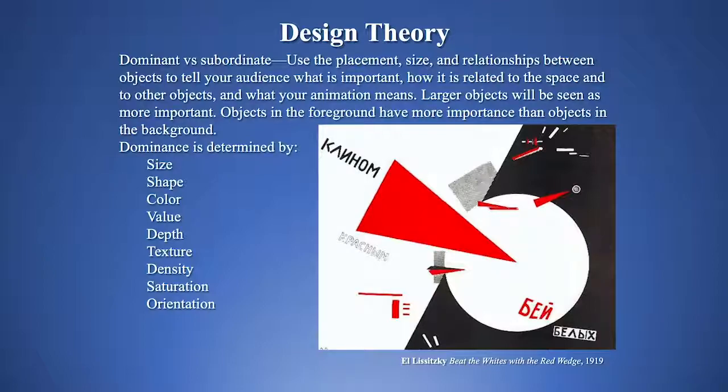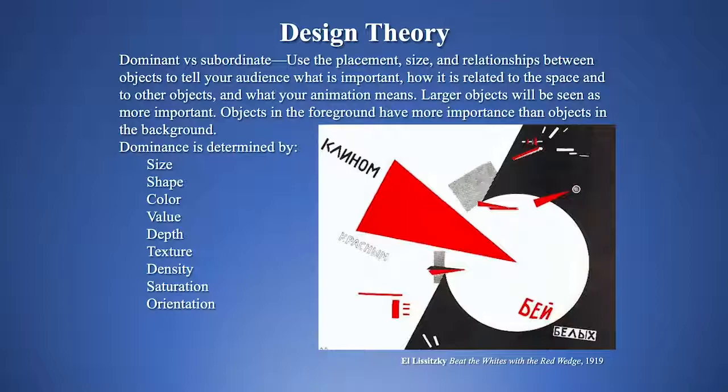Dominance can be determined by size, shape, so you've got a big red triangle and a big round white thing. Those are large. The size is large. The shape is different. The red triangle is different than the round white thing. The color, the red is a very strong, saturated red. It jumps forward. The value, the black is dark and it drops back a little bit. The white is very white and comes forward. The red comes in front of both of them.